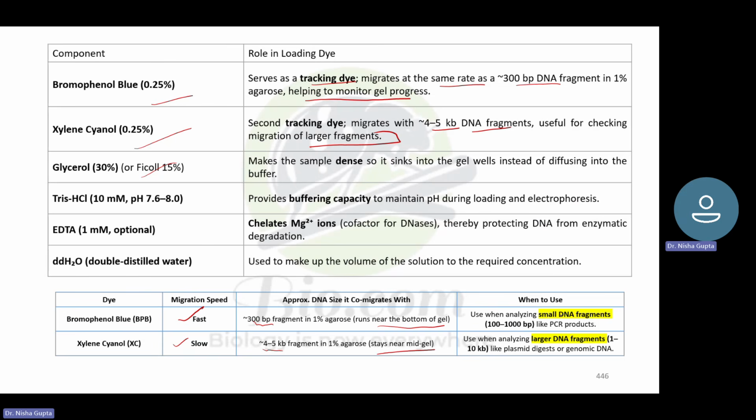So use when analyzing small DNA fragments around 100 to 1000 base pair. Use when analyzing larger DNA fragments, 1 to 10 kb, like plasmid digest or genomic DNA. So for that we use xylene cyanol. ठीक है. What is glycerol?